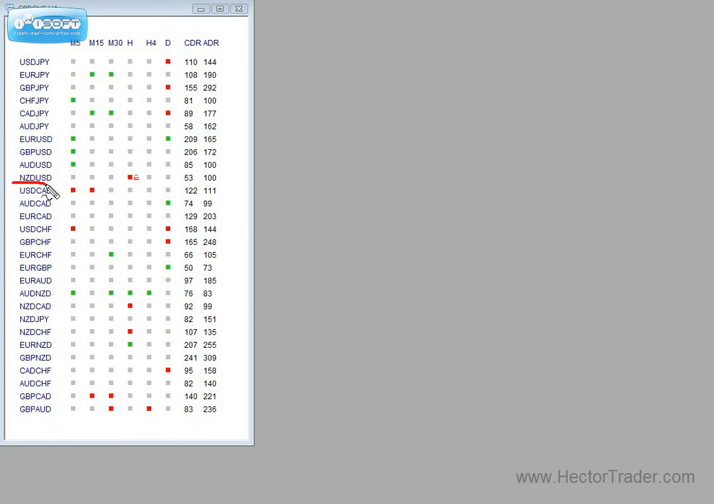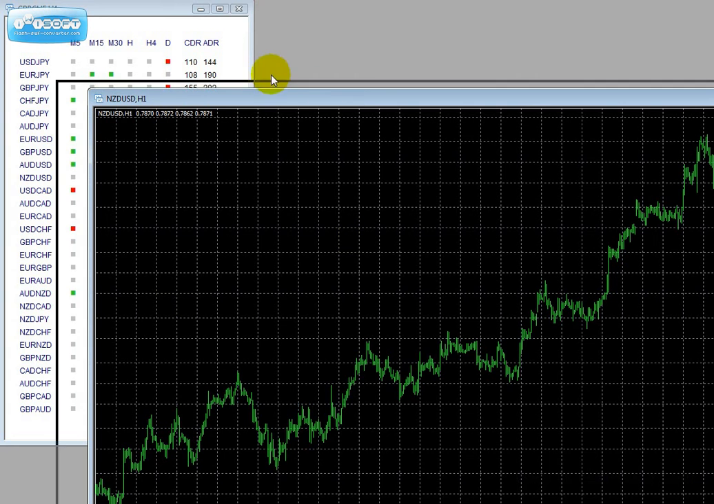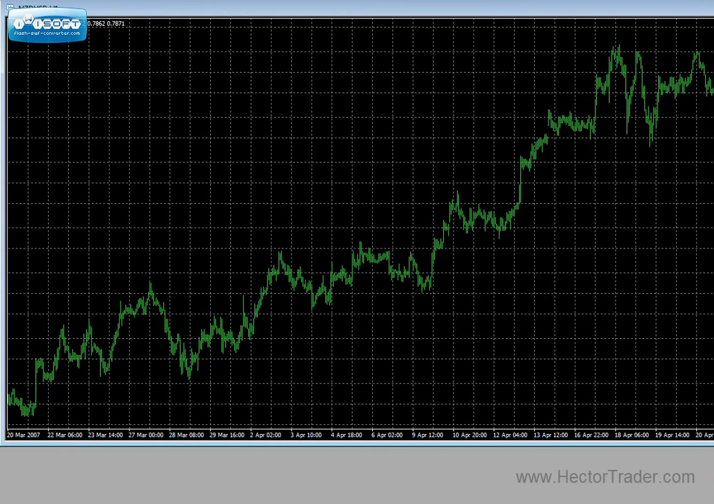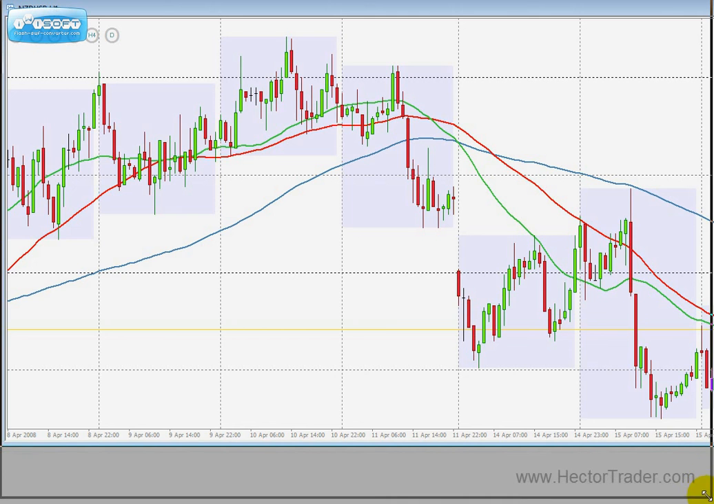For example, let's scroll down a little bit. The New Zealand dollar against the USD, we are getting a red square on the daily, on the hourly time frame. Okay, let me pull out the New Zealand dollar against the USD. Let me pull out the chart. There it is. Let me apply the template and now scroll forward into the right end of the chart.